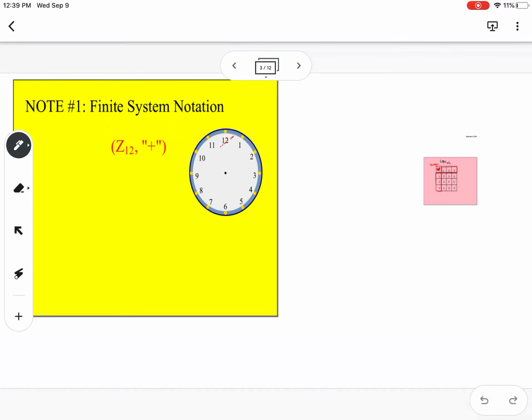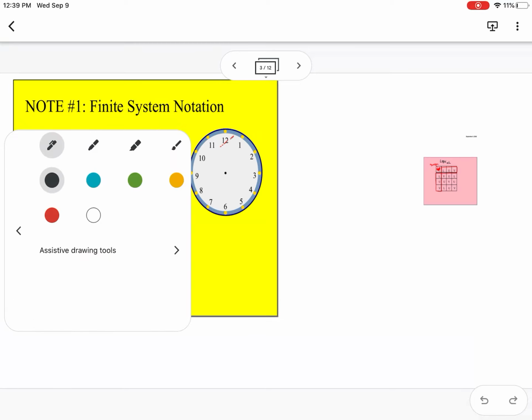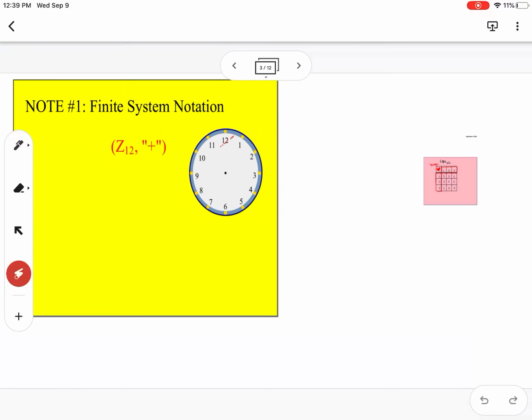Today we are going to be talking about finite system notation. I want you to notice that this is a finite system notation, and this is how we would notate and talk about Johnny's clock arithmetic. So notice a couple things. First of all, we call these Z systems because here's a big letter Z. And then notice that the number of elements I have is this little subset. So if I had a system with 5 elements, I would write that as Z5.